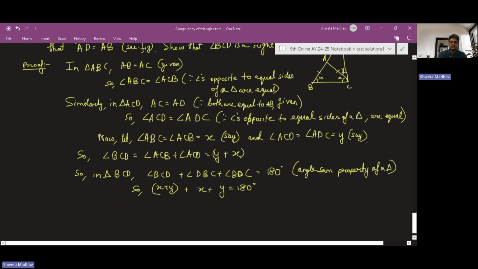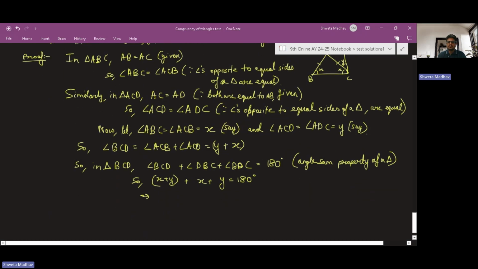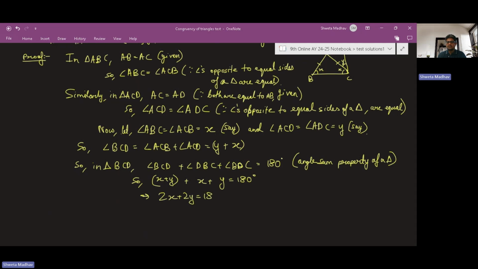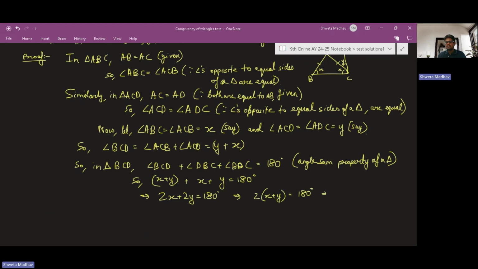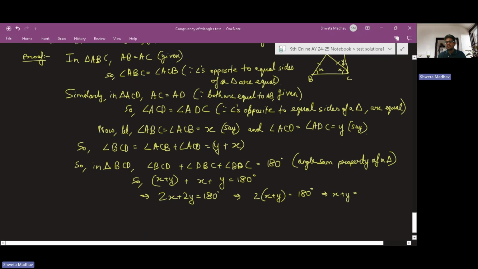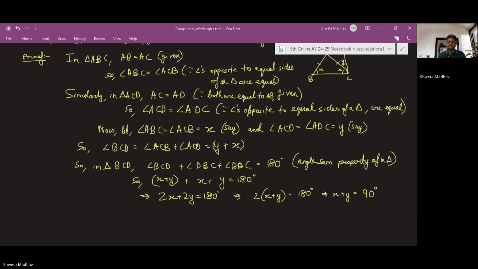So therefore I can say x plus y plus x plus y, so x plus x is 2x, plus y plus y is 2y, that is equal to 180 degrees. So therefore I can say 2 into x plus y is equal to 180 degrees. So therefore x plus y is equal to 180 degrees by 2, that is 90 degrees.